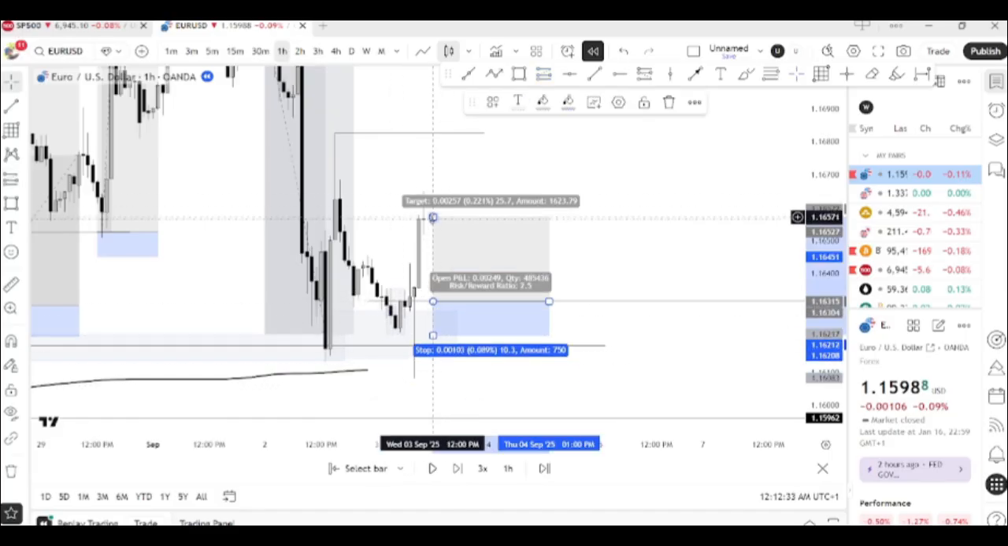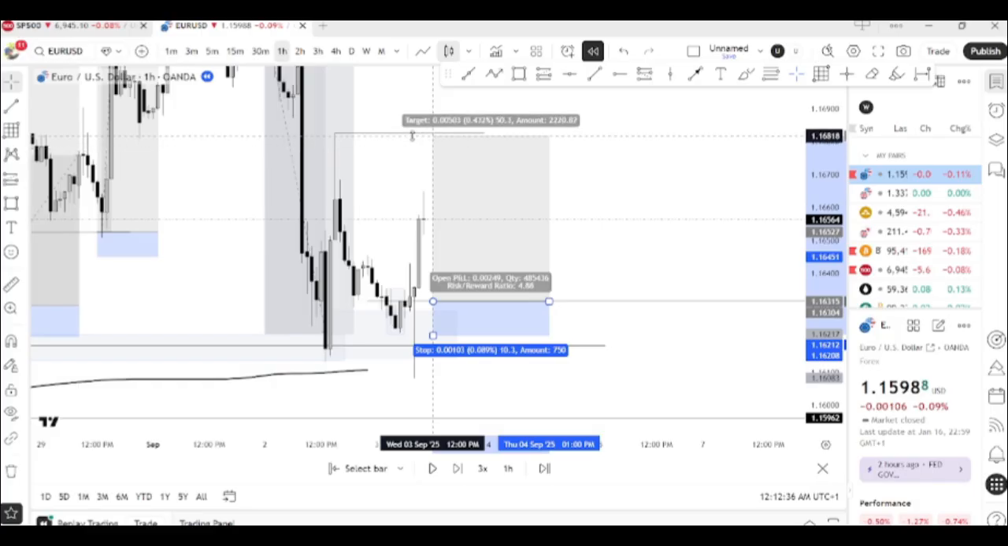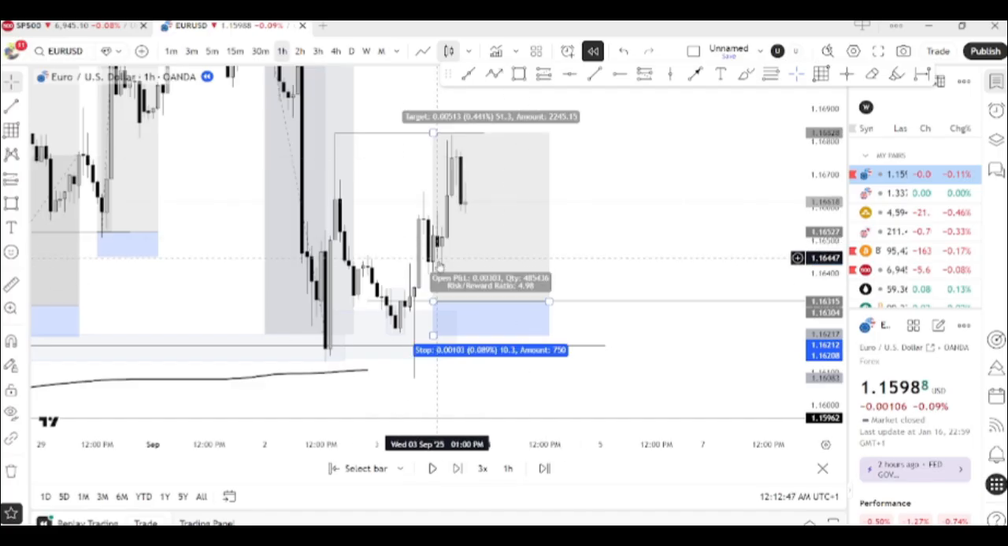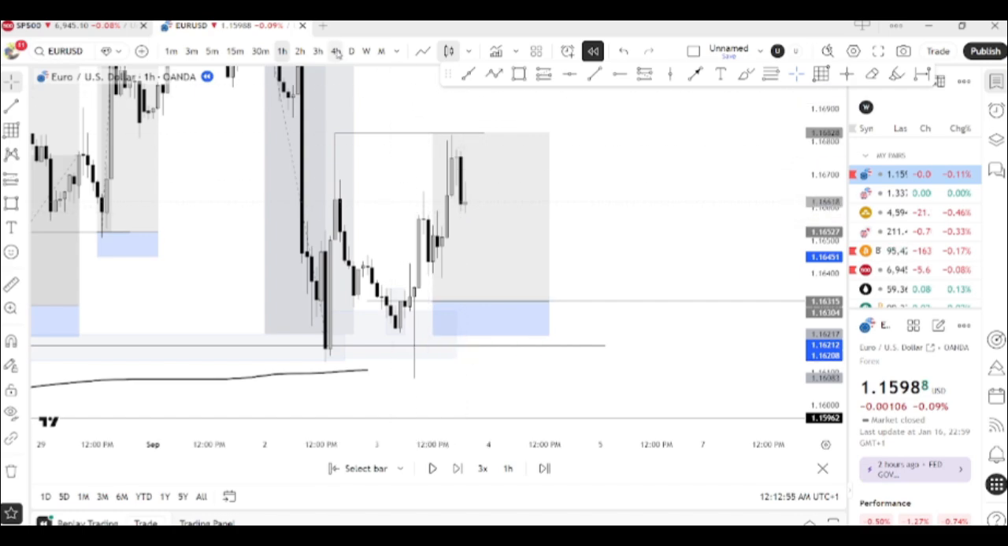So my stop loss will be here, 10 pip. I'll target 50 pip. Let's see if the market goes. Oh, I guess we missed this trade. The market actually reversed from the breaker. Now, what is the time? This is 7 p.m. in the evening.